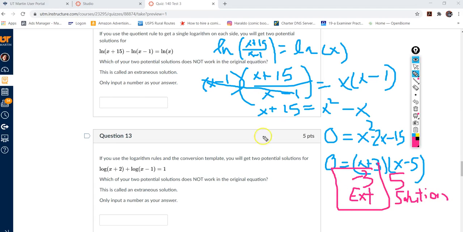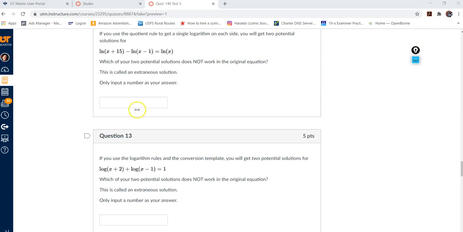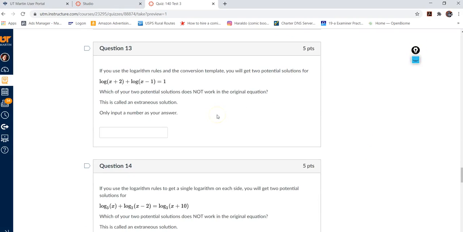And so for this question, we have to put in the extraneous solution. Which one does not work? Which one is the extraneous solution is what was asked for, and it's negative 3. Okay, again, we are asked for the extraneous solution.